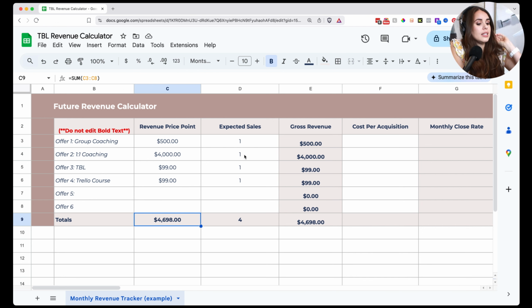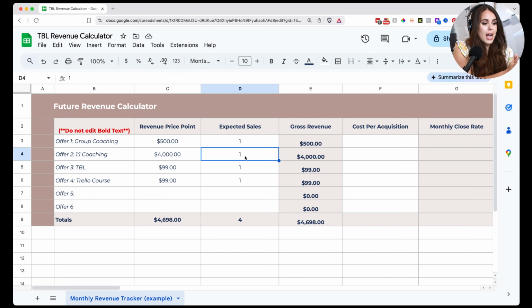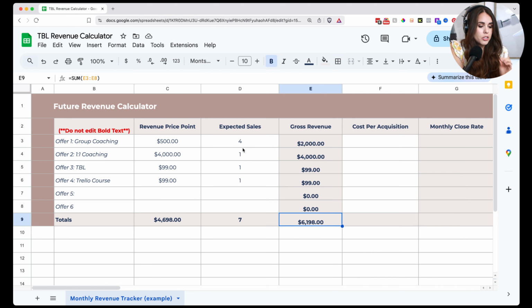So for me, let's say that I am in a season where I don't want to take on more than one one-on-one coaching client. It is such a heavy lift. It's a lot of time and energy. And I know that this isn't necessarily my most profitable offer, even though it is the most expensive one. So I want to think about, okay, how can I balance this out with some group coaching clients? So maybe I want to add 4 group coaching clients a month. And now my revenue is starting to grow here as you look at the total. Let's say that I want to sell 10 TBL Academy seats.